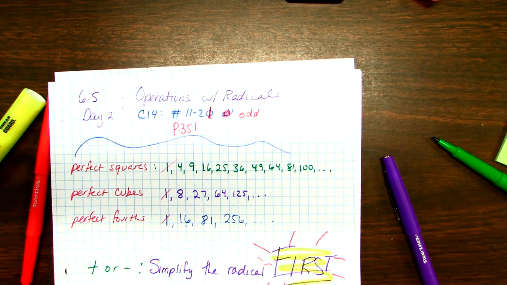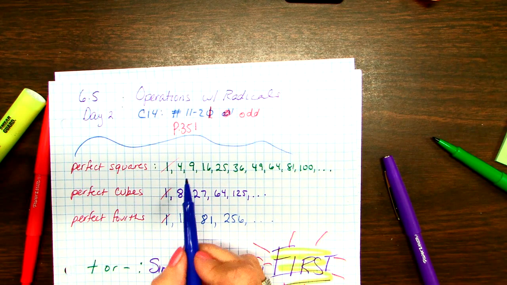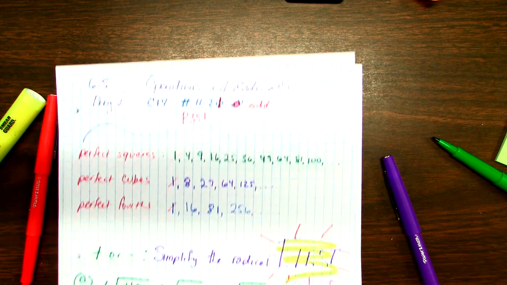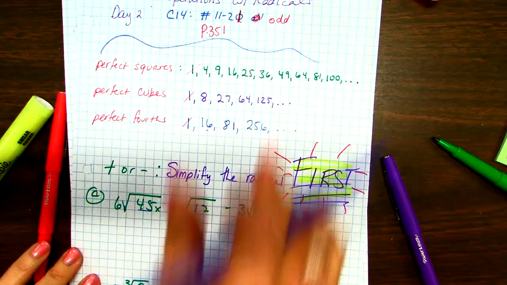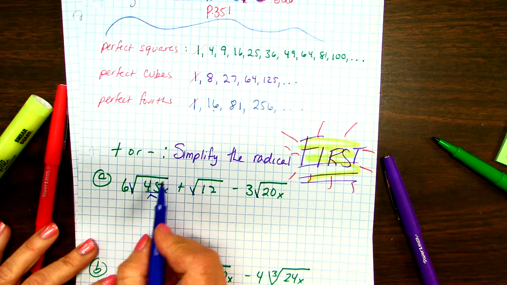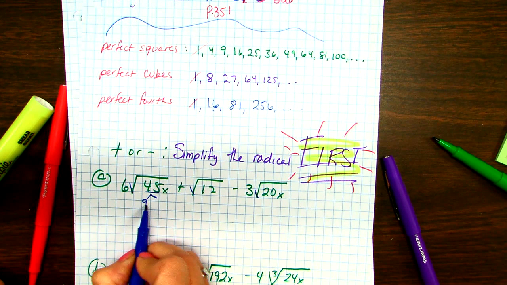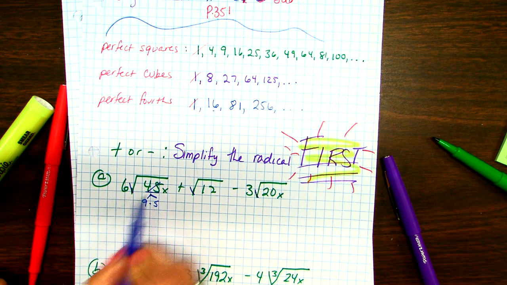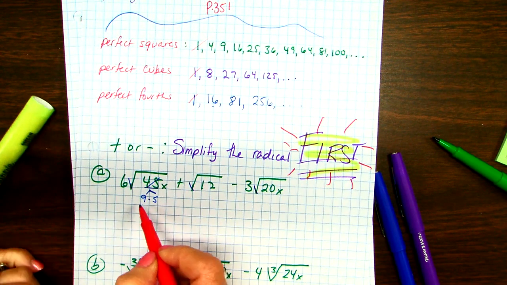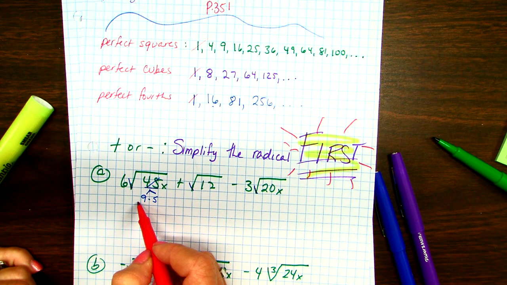Okay, so 45 is not a perfect square. Is there a number in this list that goes into 45 equally? 9 and 5. You guys understand that, right? 45 is 9 times 5. Now remember my little method of doing it. 9 is a perfect square. The square root of 9 is actually 3.